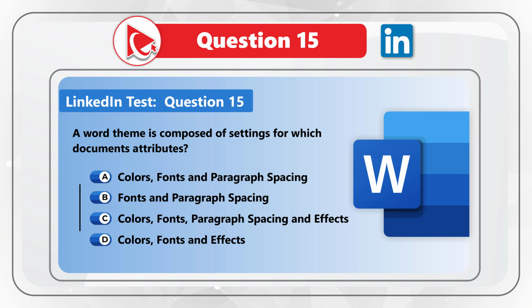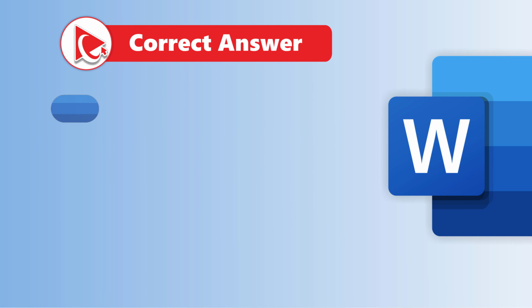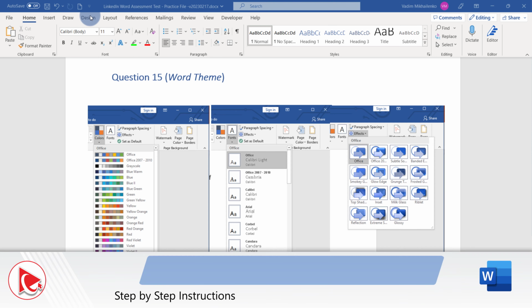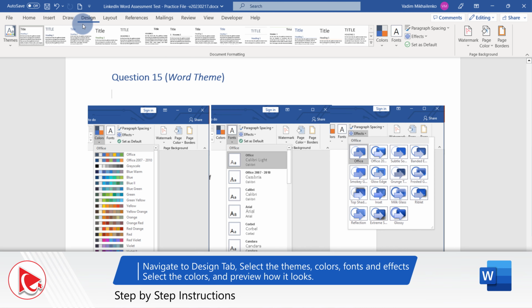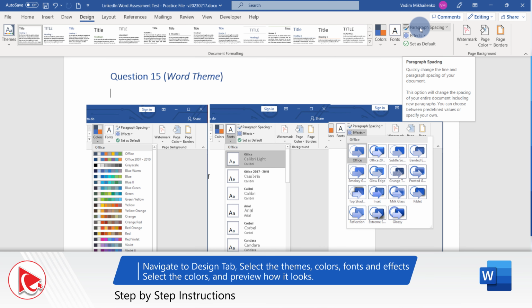Take a close look to see if you can select the right answer. I think the correct answer here is choice D, colors, fonts, and effects. Let's quickly jump to Microsoft Word to confirm. Let's navigate to the Design tab, and here you see that color, fonts, and effects are included into the themes.